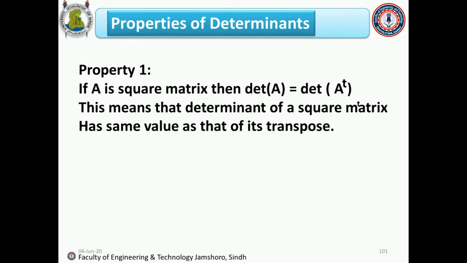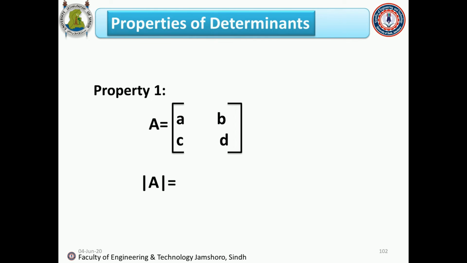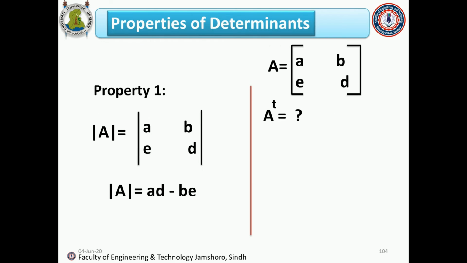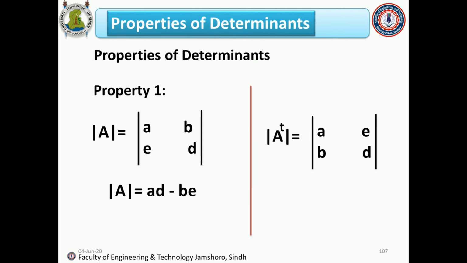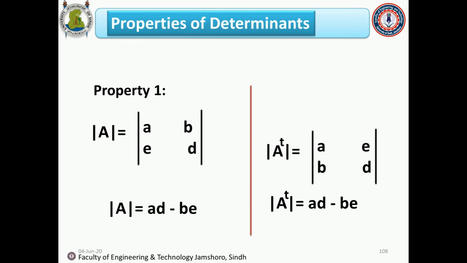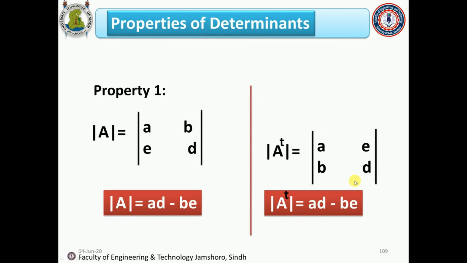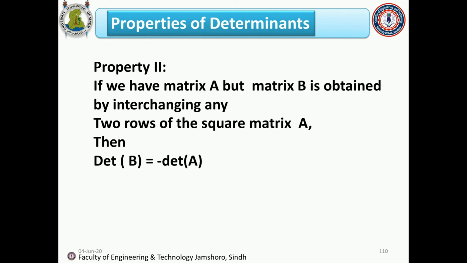And this is the definition of it. If A is a square matrix, then the determinant of A is equal to the determinant of A transpose. This means the determinant of a square matrix has the same value as that of its transpose. This is the matrix. We get the transpose of it. And here is again a matrix written here. We get the transpose of it. And then what is the determinant of it? We got the determinant of it, AD minus BE.